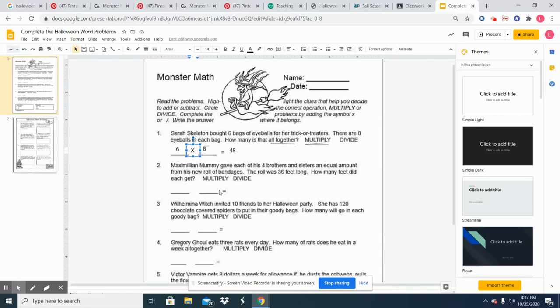When you go back up here after you hit this line, make sure you click on the icon that's an arrow. So I'm going to let you do the rest of, well, let's do number 2 together. Maximilian Mummy gave each of his 4 brothers and sisters an equal amount from his new roll of bandages. The roll was 36 feet long.